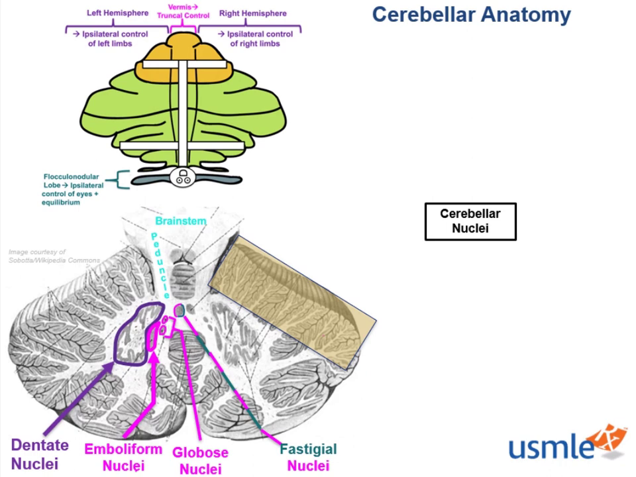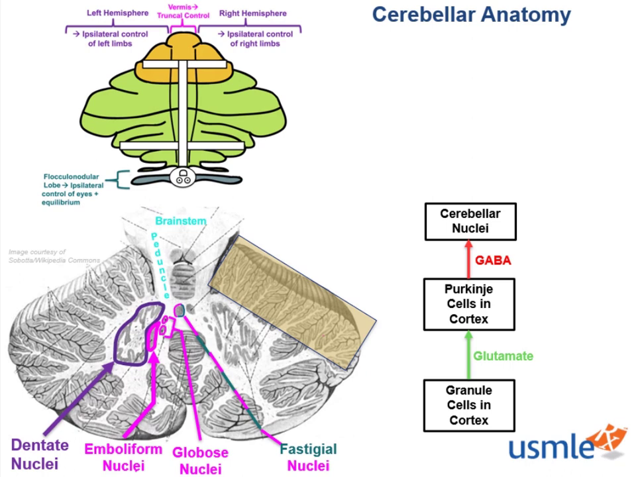Here, a hemisphere is highlighted. Essentially, Purkinje cells in the cortex, whether it be the hemispheres, vermis, or floccular nodular lobe cortex, secrete GABA, an inhibitory neurotransmitter, onto their respective cerebellar nuclei to modulate their activity. The Purkinje cells are controlled by granule cells in the respective area of the cortex that secrete glutamate, an excitatory neurotransmitter, onto the Purkinje cells to modulate their activity.